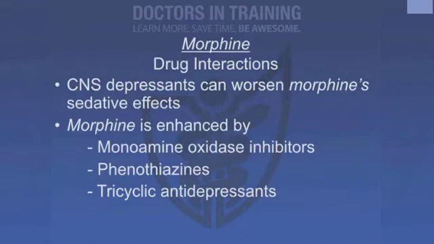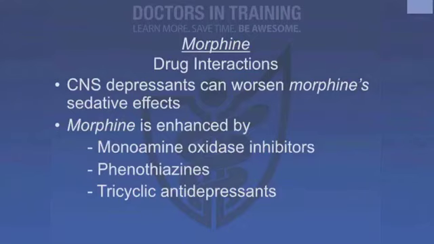Now, drug interactions. So these opioids are CNS depressants. So anything else that's a CNS depressant can add on to these medications and make them act even more severely. So sedative hypnotics, benzodiazepines, those type of things, they can increase that CNS depression and respiratory depression. The actions of morphine are enhanced by monoamine oxidase inhibitors and phenothiazines and tricyclic antidepressants. But in general, if something else is making you sleepy and they're also on morphine, you're just going to get even more sleepiness and more respiratory depression.